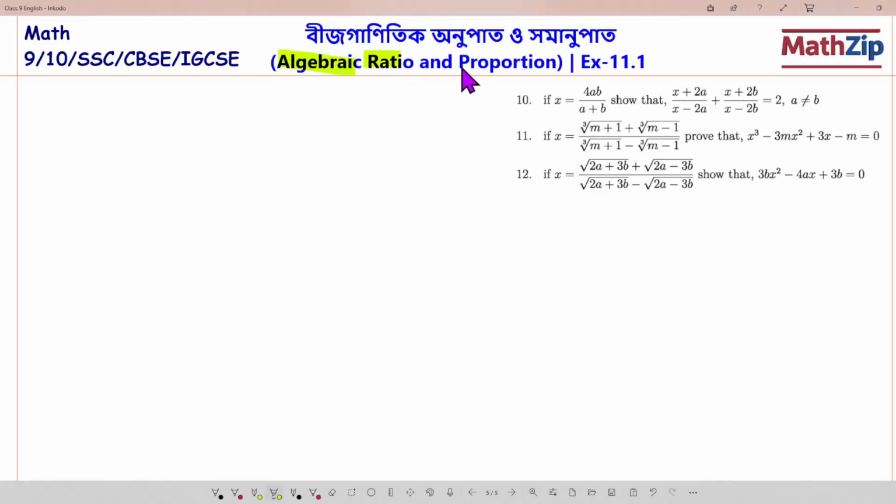Algebraic ratio and proportion exercise 11.1. We are starting number 10. If x equals 4ab divided by a plus b, show that x plus 2a divided by x minus 2a, plus x plus 2b divided by x minus 2b, equals 2, and here it is also mentioned that a is not equal to b.